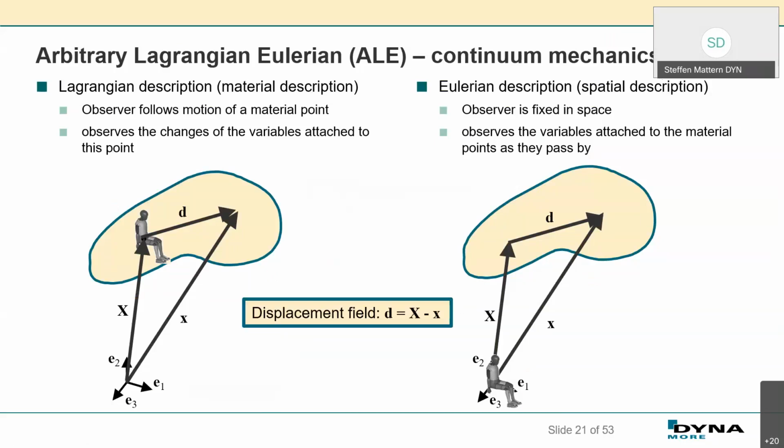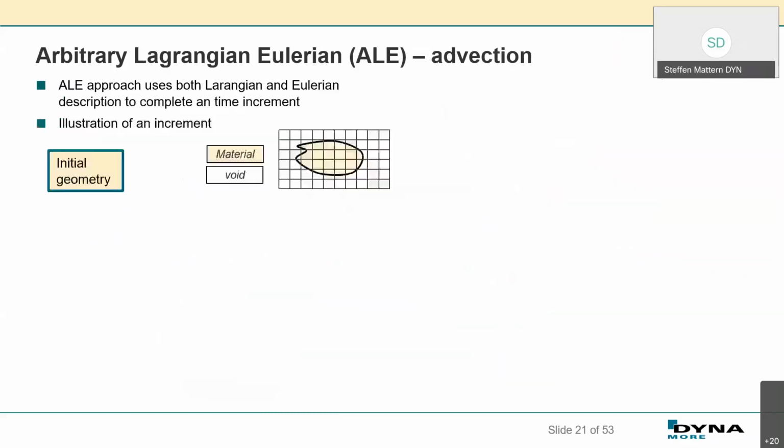And an interesting fact, which I like to mention here, is that the Lagrangian way has actually been introduced by Leonhard Euler, and the Eulerian way has been introduced by Bernoulli and d'Alembert. So these people were modest enough not to use their own names for their own methods. So the ALE approach now somehow combines these two ways to complete a time increment.